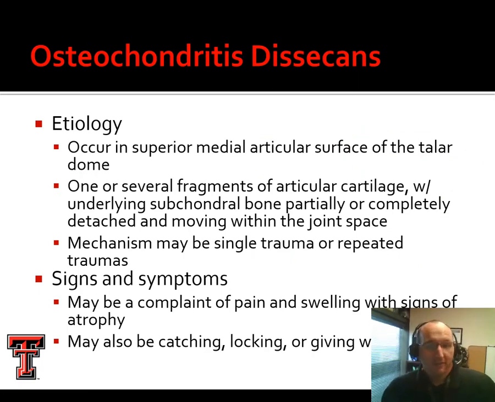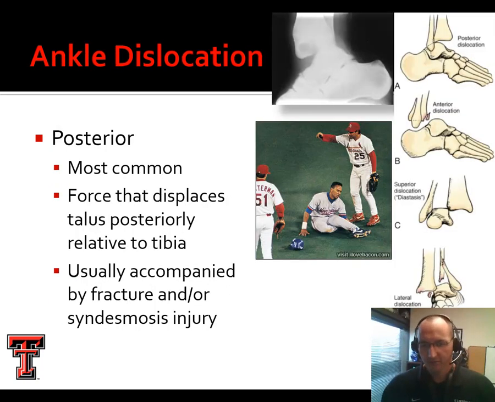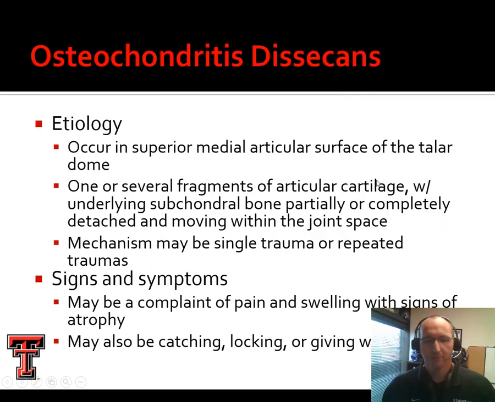Okay, OCD, we'll talk about this in other body parts as well, but osteochondritis dissecans in the ankle oftentimes occurs in the superior aspect of the medial joint surface of the talus, that talar dome. So if we're looking at the picture here, we would see that in this medial aspect of the talar dome. Here what happens is the articular cartilage is injured, and a portion of it kind of chips away and is moving freely within the joint space.